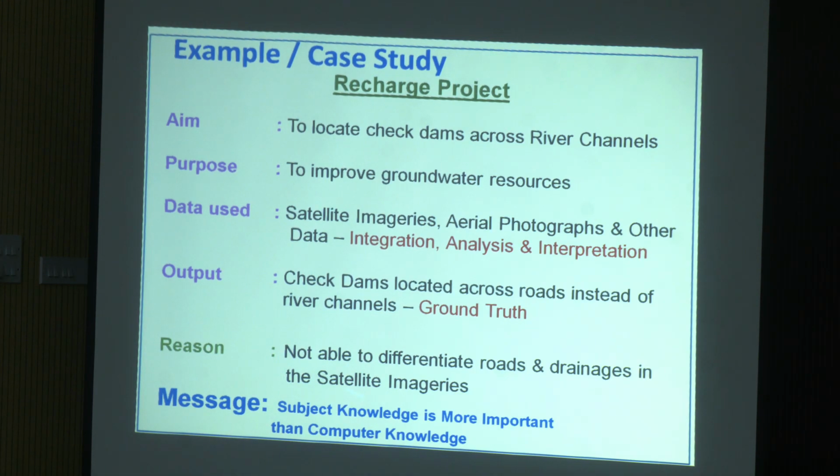The interpretation part. The reason is the person who handled the data was not able to differentiate road and drainage or river channels in the satellite image. So that is the problem. That is why so few check dams were located across the roads instead of river channels. Only at the time of ground truth verification were we able to identify it. Then we have to repeat some of the things, isn't it? So that is why your subject knowledge is very, very important, more than the computer knowledge, while handling the data.